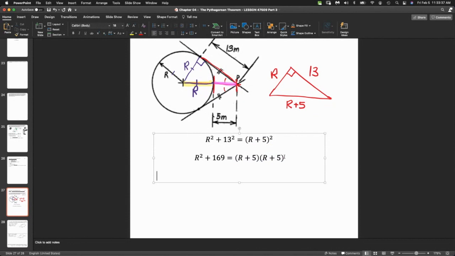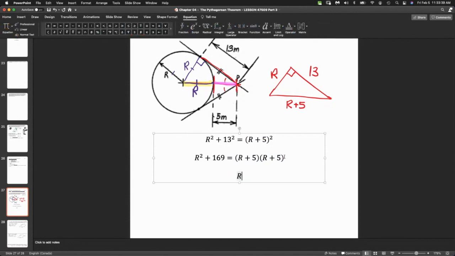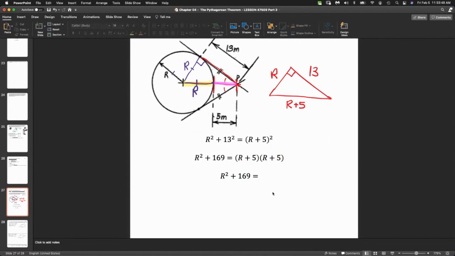Okay? And then from there, you're going to do the following. You're going to expand this out. So there's going to be 4 things to write down. I'll go through them systematically. First, you do r, FOIL.